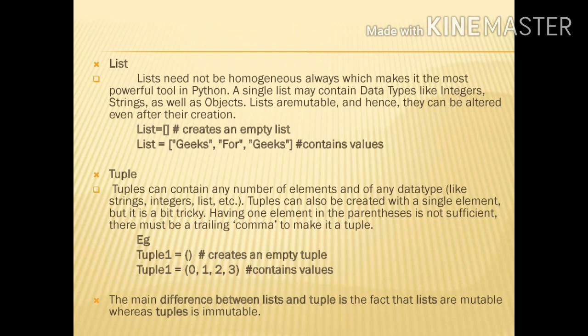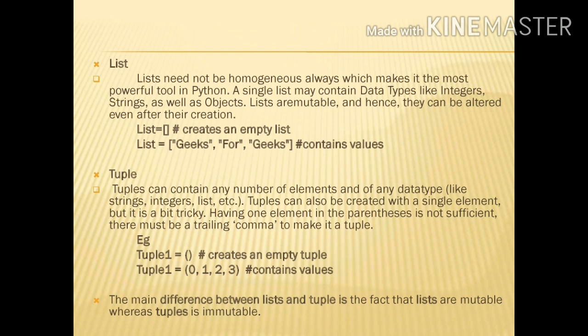Tuples can contain any number of elements and of any data type like integers, strings, lists, etc. Tuples can also be created with a single element, but it is a bit tricky. Having one element in a parenthesis is not sufficient. There must be a trailing comma to make it a tuple. Here is an example for tuple.